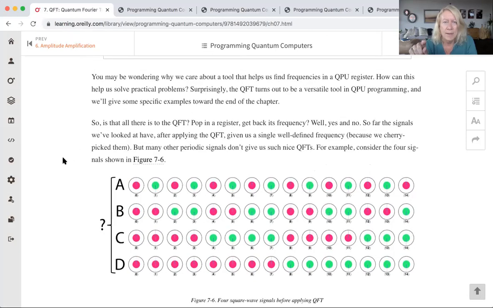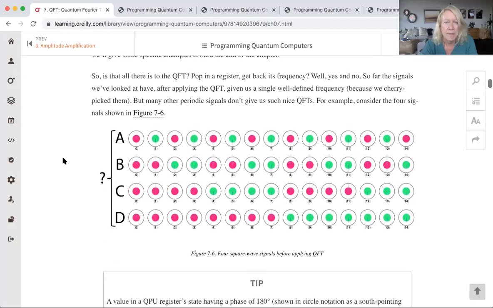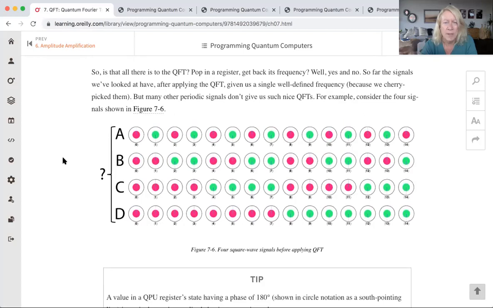Okay, so you might be wondering why we care about a tool that helps us find frequencies. How can this help us solve practical problems? See, it's telling us it's versatile. So is that all there is? Go into a register and get back its frequency, sort of yes and no.